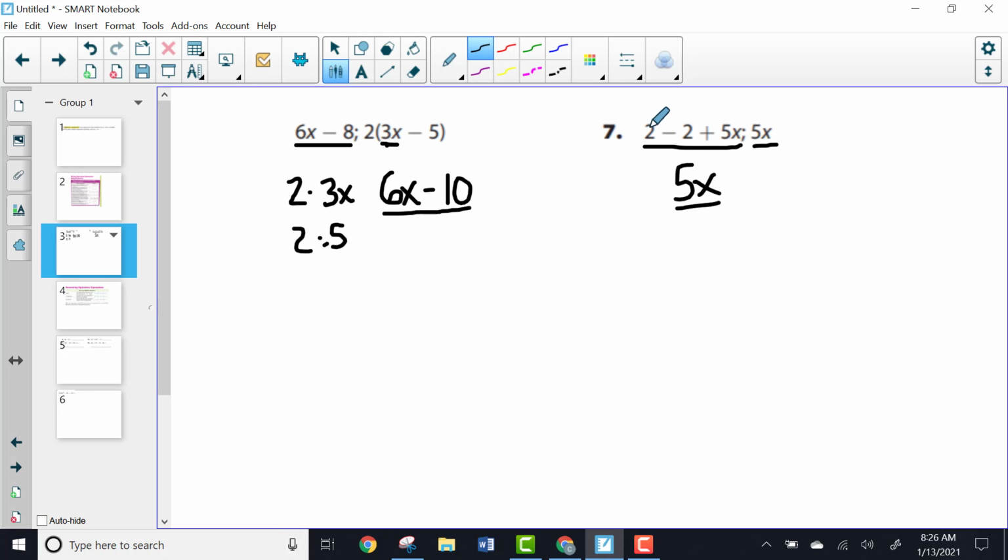So understand that with algebraic expressions, they can look different. But when you start breaking it down and using the different properties, you can see how two expressions that may look different in the end actually are equivalent. So these two expressions here are equivalent.